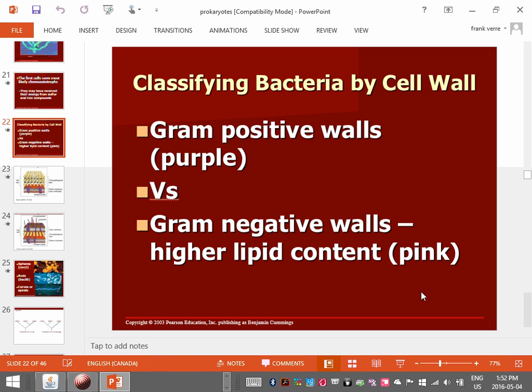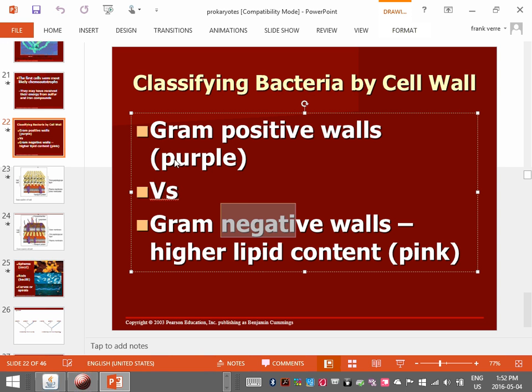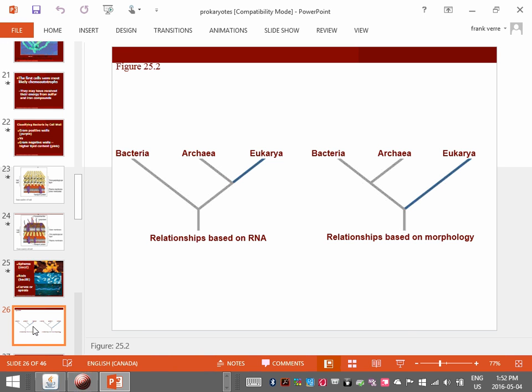Now this is important because in medicine, you want to know what bacteria you're dealing with, because medications will work differently on different types of bacteria. But for us, it's a neat little way to do an experiment where you can actually see them. You can not only see their color, but you'll be able to see their shape. Right, yeah. Pink means it has a thin wall, which is gram-negative, and purple means it has a thick wall, gram-positive, okay?